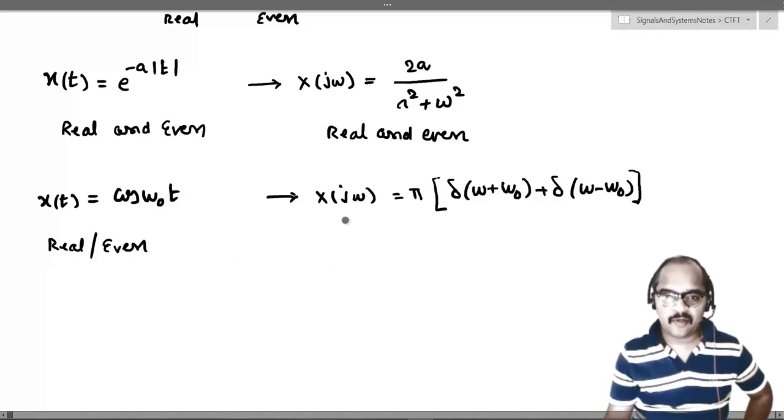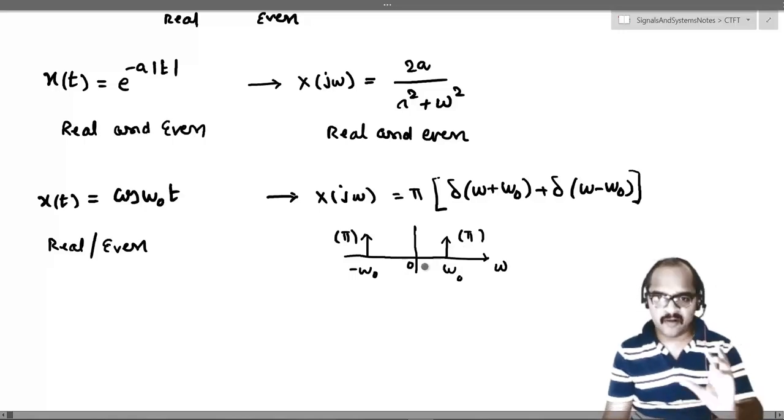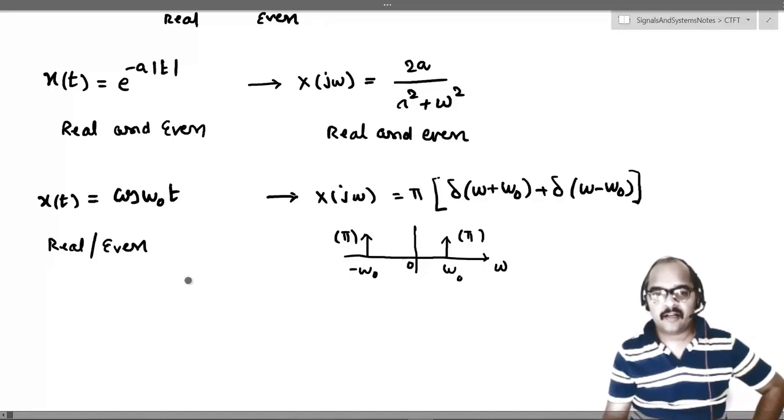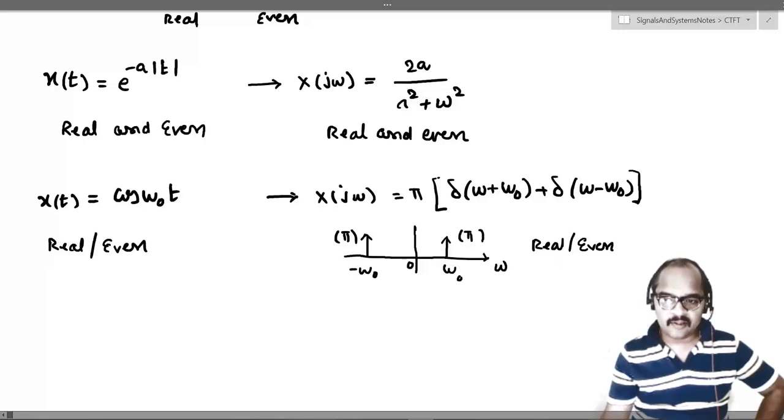So similarly, you will get clarity if you plot the Fourier transform. You can see it in algebraic form also, but the graphical representation will give us more clarity. We have Dirac deltas at plus or minus omega naught with strength pi. So clearly this is even, right? If you rotate this along the omega axis, you get back the function, and if you take the conjugation also, you get back the function. Means what? If the signal is real and even, the Fourier transform is also real and even. So in general also this is correct.